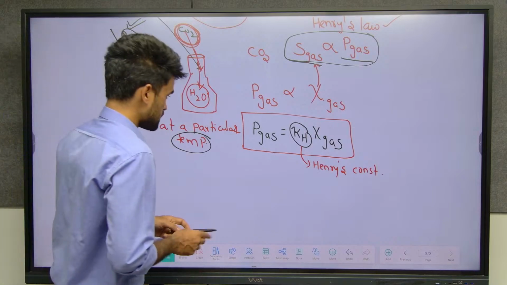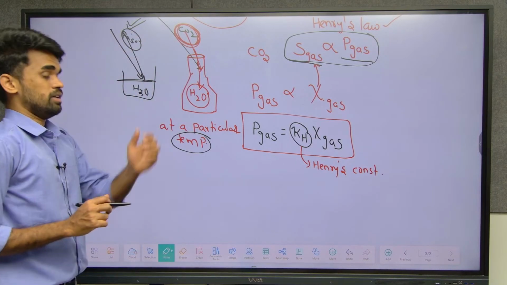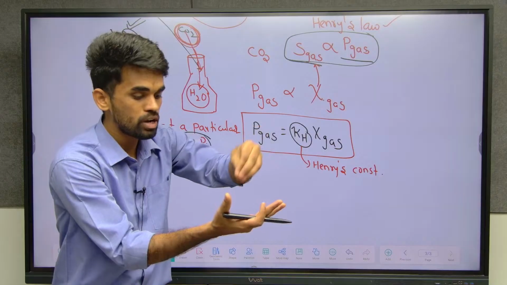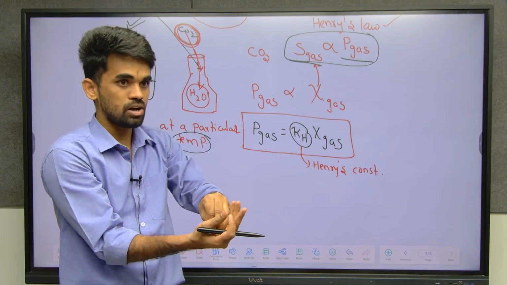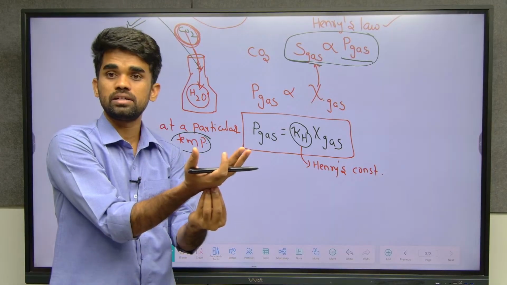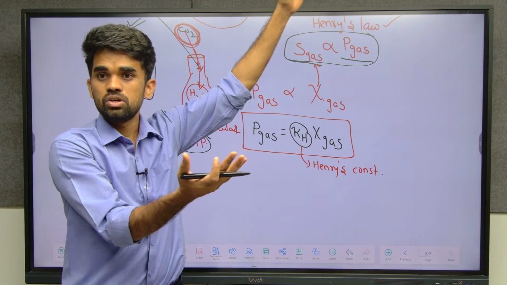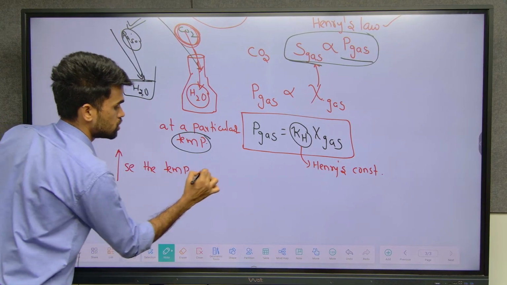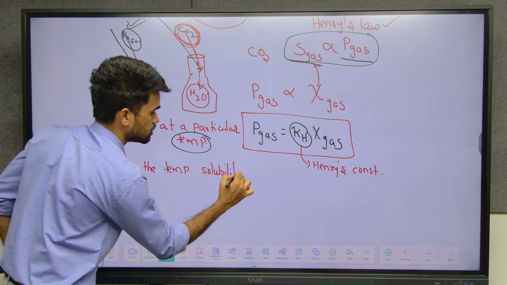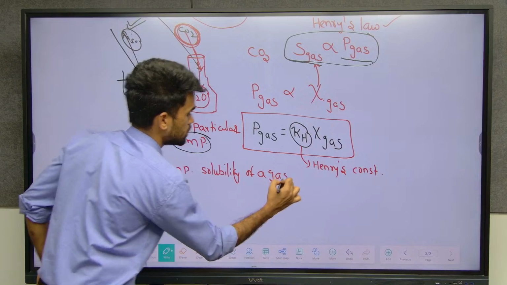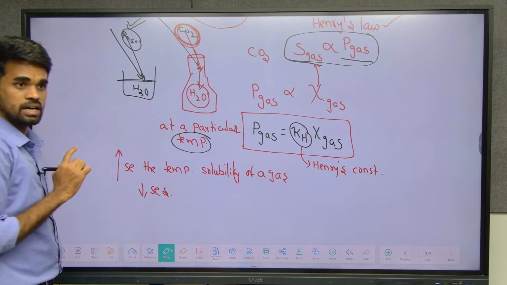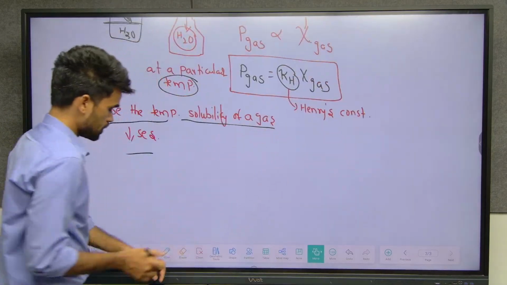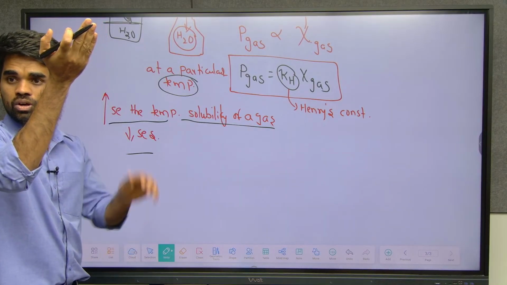Next thing is what I told you about aquatic life and oxygen: at lower temperature, more gas is present in the water, so dissolved oxygen is more. If you increase the temperature of water, the dissolved oxygen comes out. So upon increasing the temperature, solubility of a gas decreases. Is this clear? Upon increasing temperature, what happens to the solubility of gas? Decreases. So high temperature, low solubility.